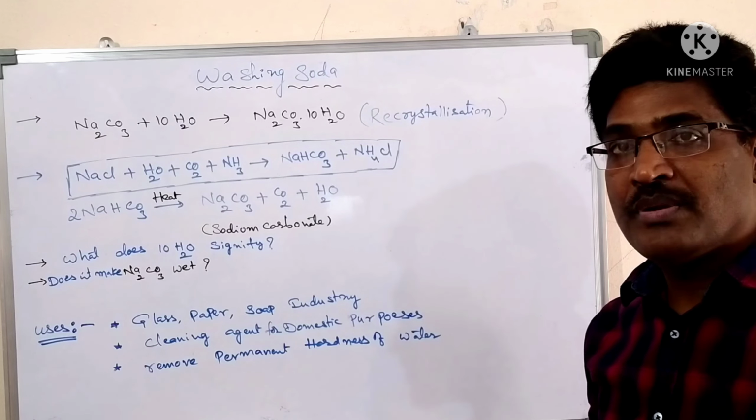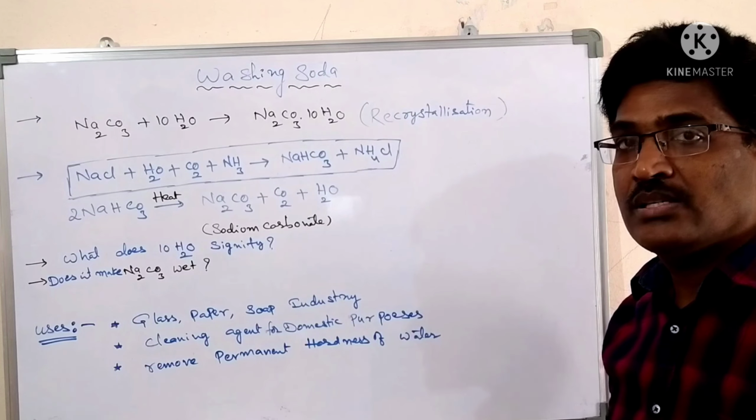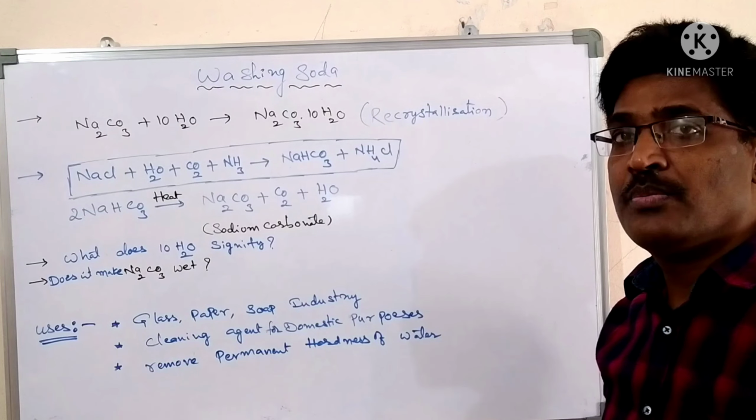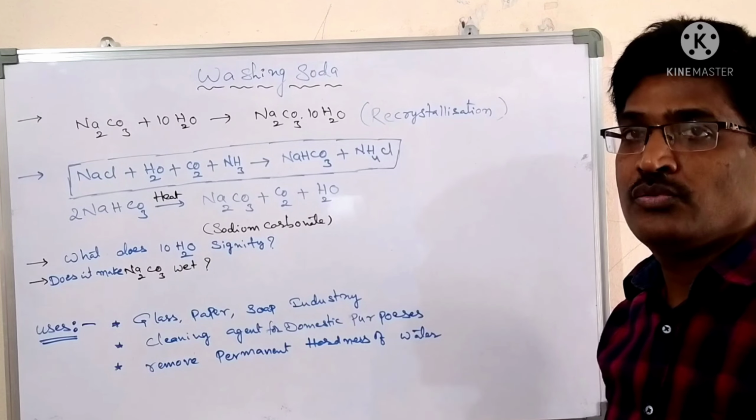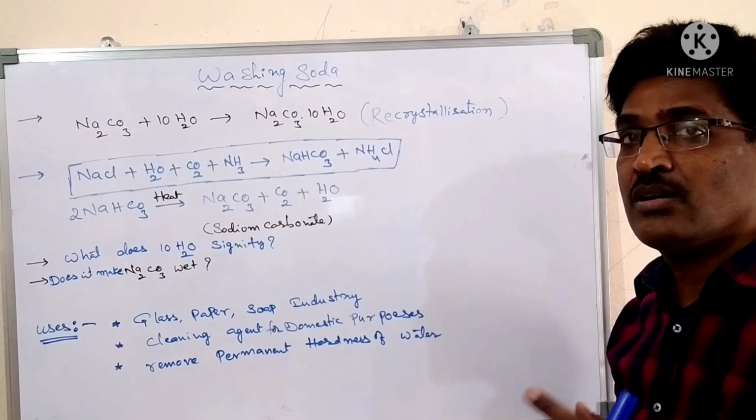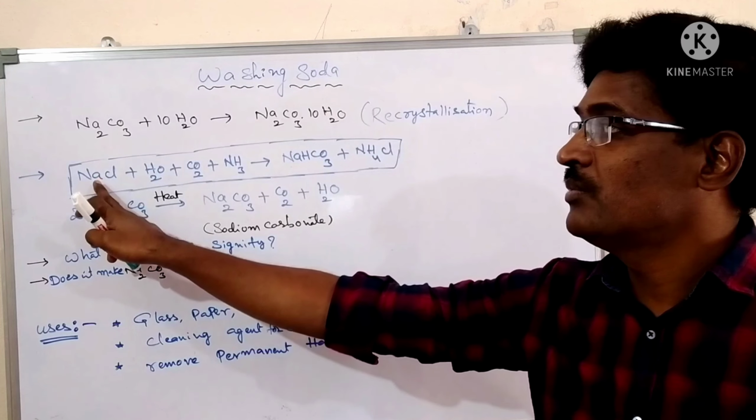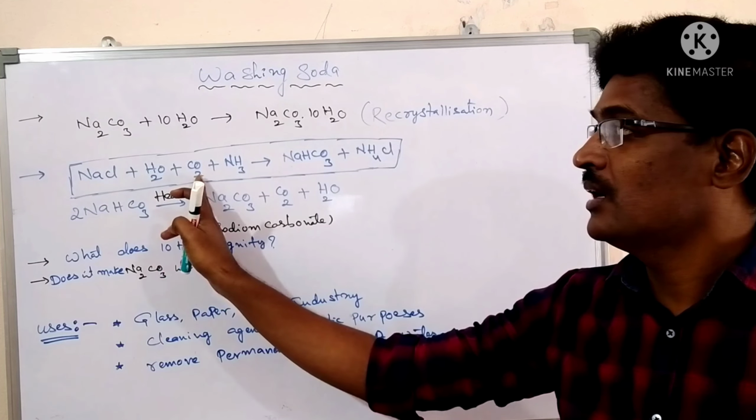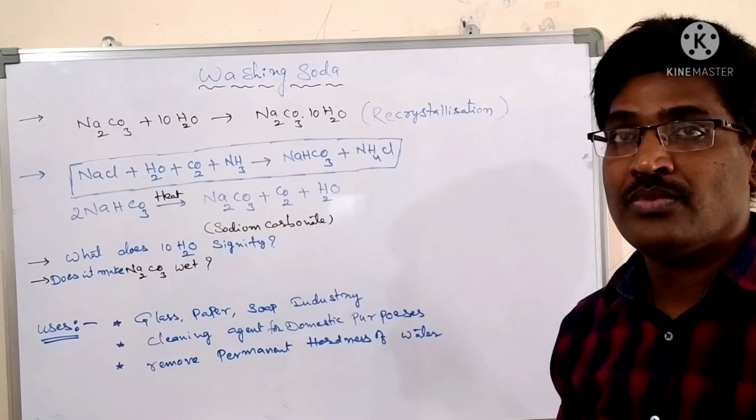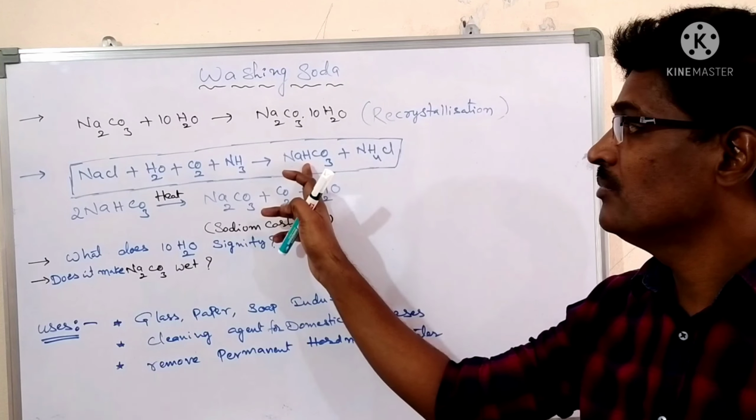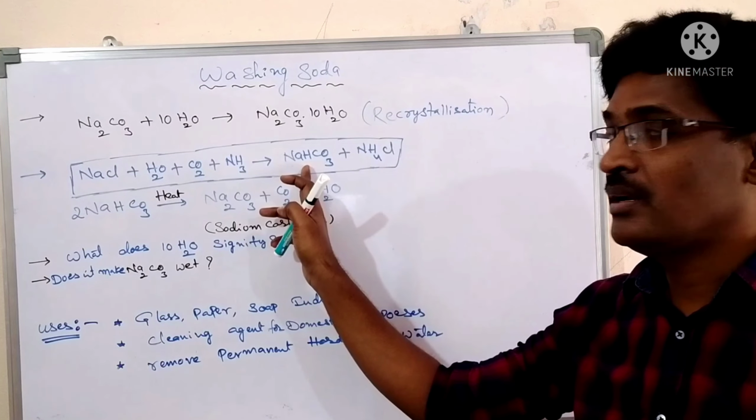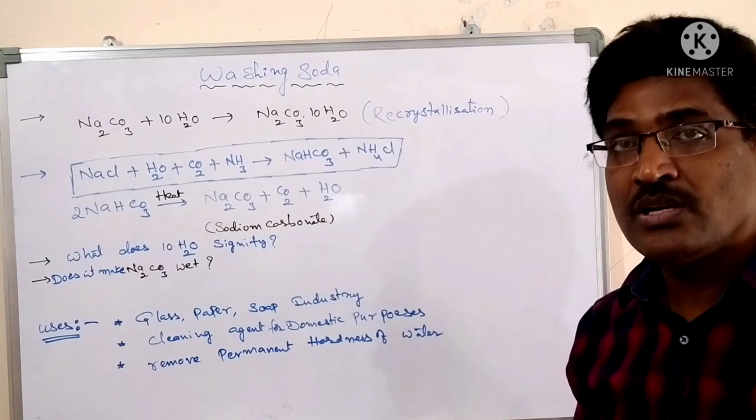Okay, how to prepare washing soda? Yes, to know the preparation of washing soda, recall once what we completed earlier, the preparation of baking soda. In baking soda, which is the raw material? Sodium chloride is the raw material. What do you add? Water, carbon dioxide, ammonia. What does it give? Ammonium chloride and sodium bicarbonate. Okay, that is the preparation of baking soda.